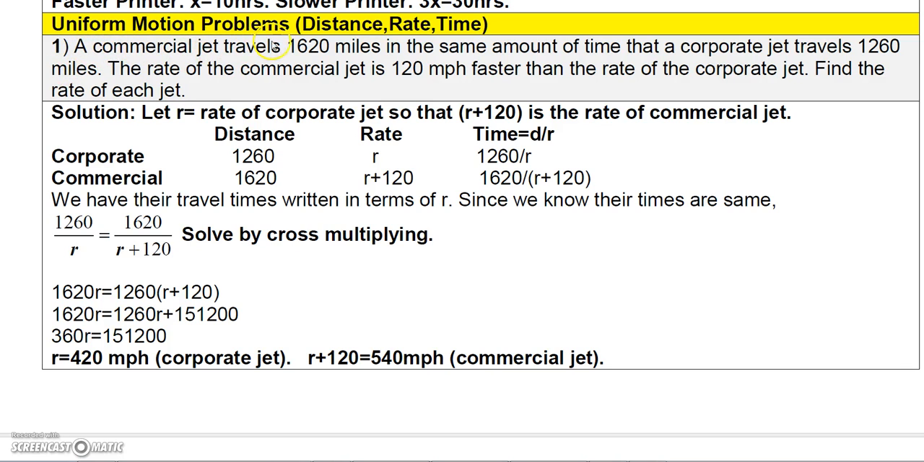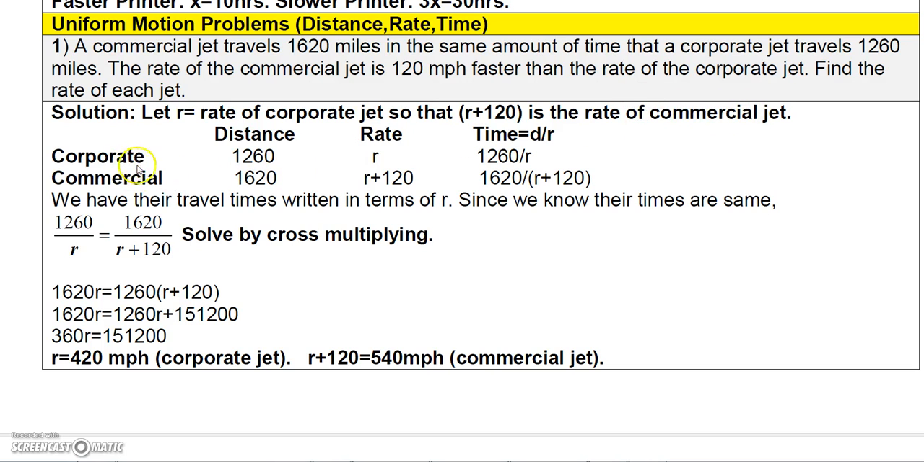A commercial jet travels 1,620 miles in the same amount of time that a corporate jet travels 1,260 miles. The rate of the commercial jet is 120 miles per hour faster than the rate of the corporate jet. Find the rate of each jet. Well, let's let R be the rate of the slower jet, so that would be the corporate jet. And then R plus 120 would be the rate of the commercial jet.